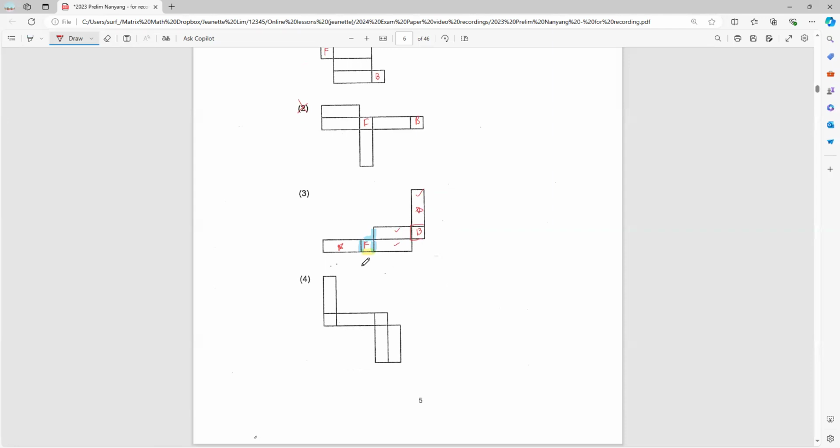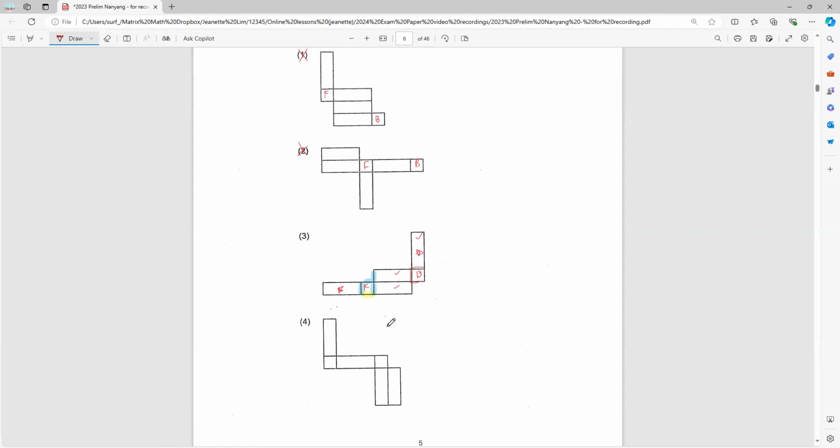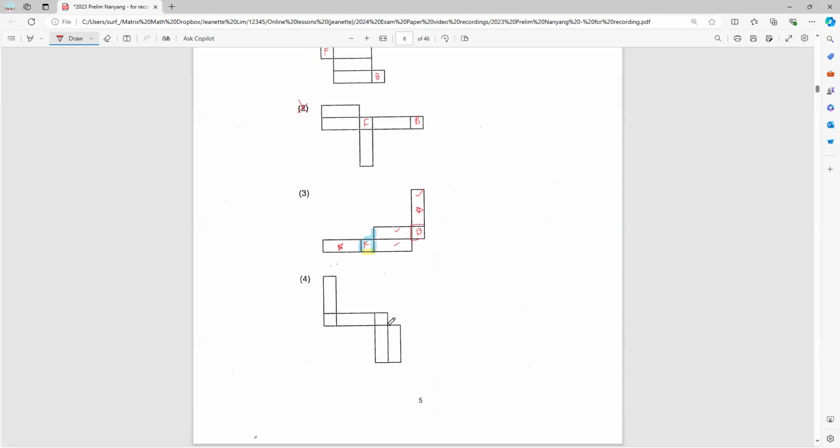Or you could go by elimination. Okay, those that you can visualize, then you can eliminate if they are the nets of the cuboid.